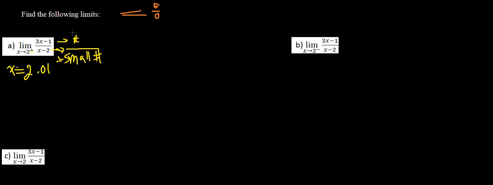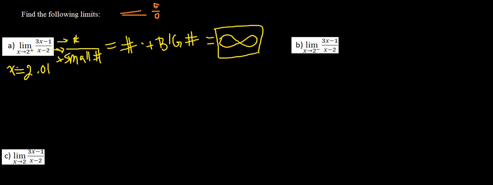So let's think about this. A number divided by a really small number is the same thing as a number times a positive big number, the reciprocal. So the reciprocal of a really small number is going to be a really big number. And so we can make the conclusion that any number times a really big number, and I think a good example of a big number is infinity, any number times infinity is just going to be infinity. So the limit as x approaches 2 from the right-hand side is going to be infinity.